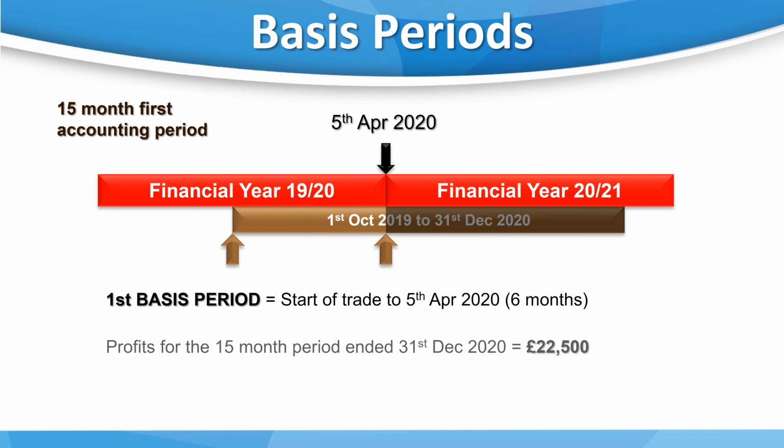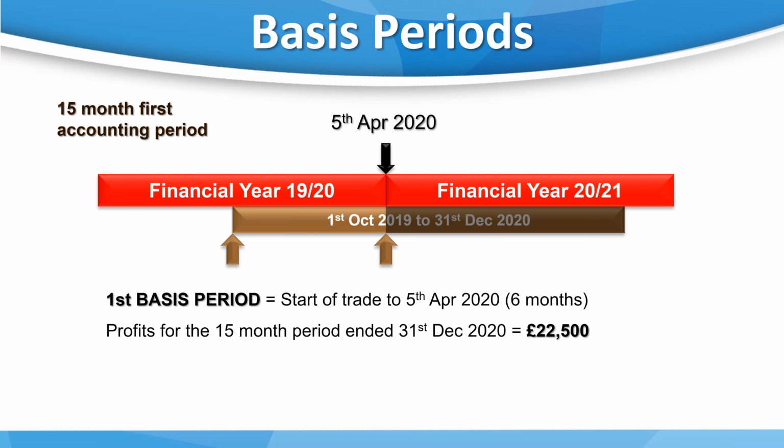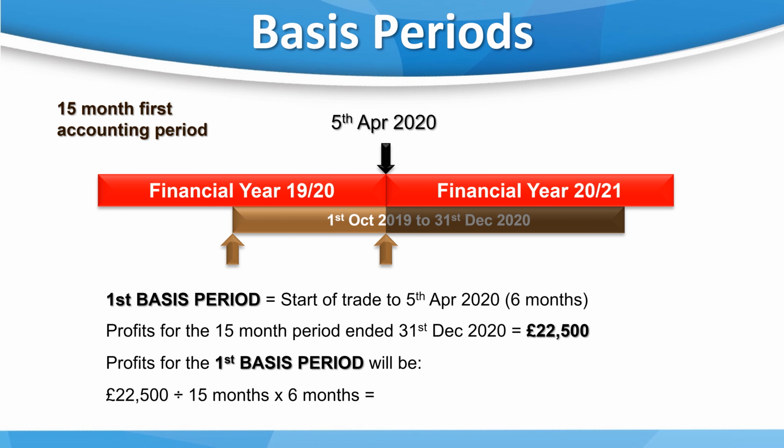Let's assume that the profit for the 15 months is £22,500. So the profits for the first basis period from the 1st of October 2019 to the 5th of April 2020, which is 6 months, will be calculated as £22,500 divided by 15 multiplied by 6, which is £9,000.